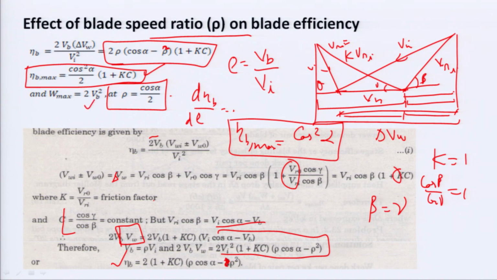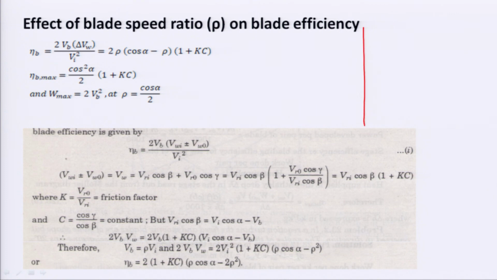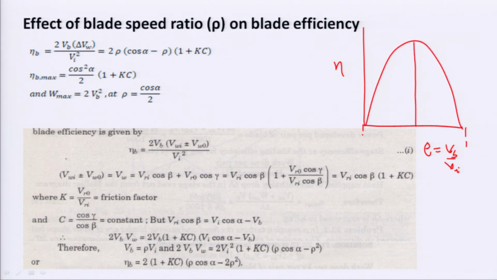So, these are some of the calculations and derivations of the value at which it is going to be maximum, and we derived it earlier also. When we plot the efficiency versus rho, or you can say V_b upon V_i, where this is 1 and this is 0, the curve is going to look like this. The maximum occurs at rho equal to cos alpha by 2, and this value is cos square alpha. When k and c are not equal to 1, then the curve is going to be this. So, this is about that.